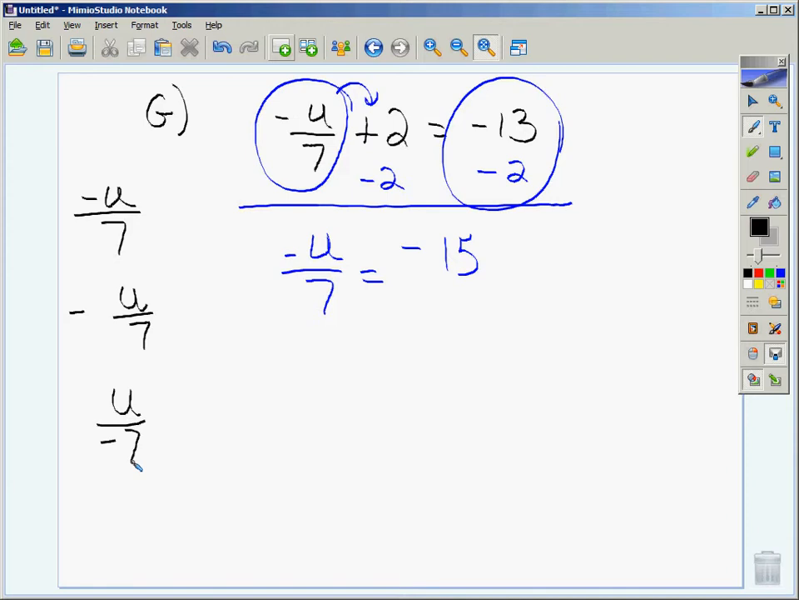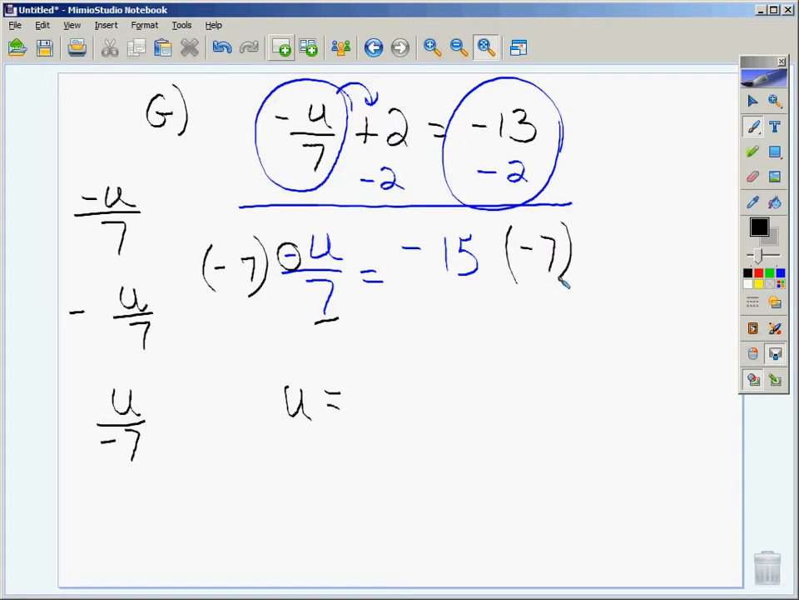And the minute I see that this is negative here, I know that whatever I multiply by is also got to be what? Negative. So I'm going to multiply by a negative what? 7. The 7s are going to cancel. The negative times a negative is going to make a positive. That's what's going to leave me the positive u.